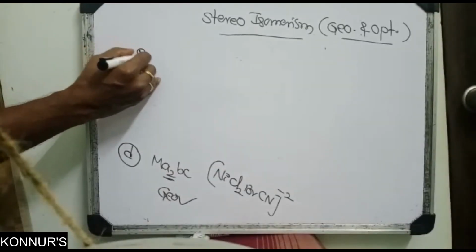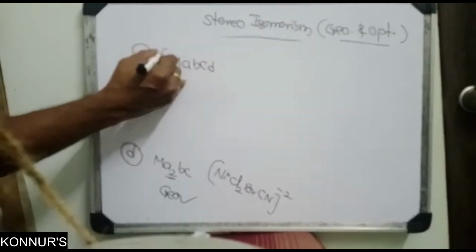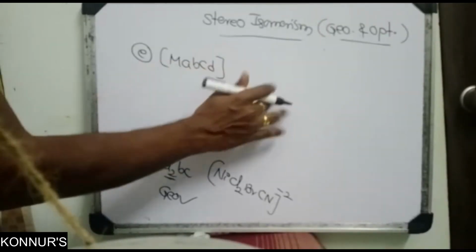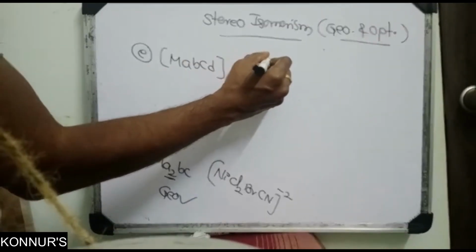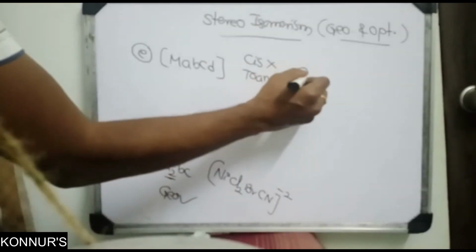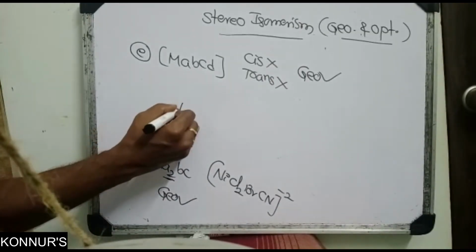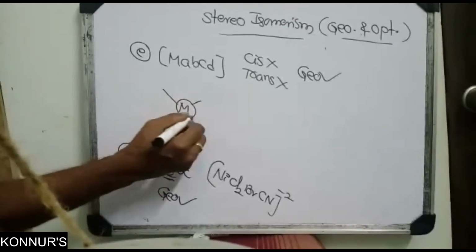Next, if all the ligands you have taken are different, MABCD type. So here you can't write cis and trans. But it is showing geometrical isomerism, because more than one structure is possible.